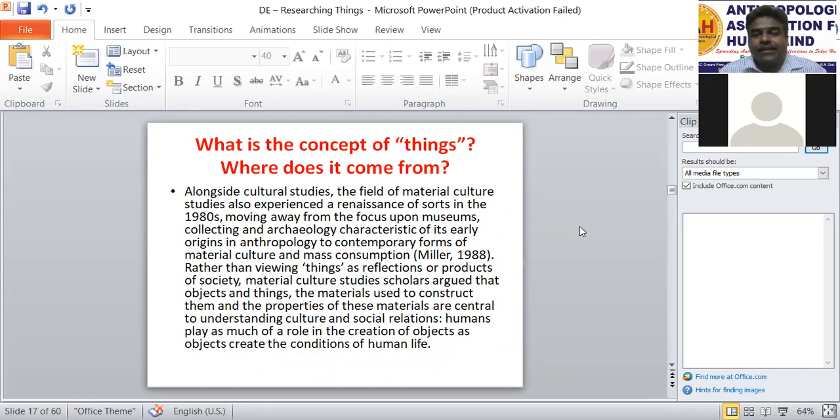So let me repeat this statement. Rather than viewing things as reflections or products of society, material culture studies scholars argued that objects and things, the materials used to construct them, and the properties of these materials are central to understanding culture and social relations. Humans play as much of a role in the creation of objects as objects create the conditions of human life.